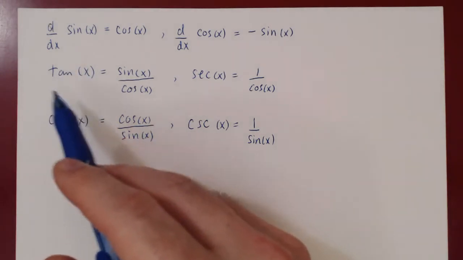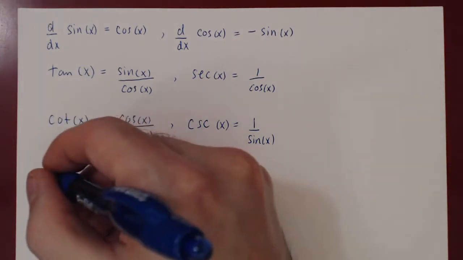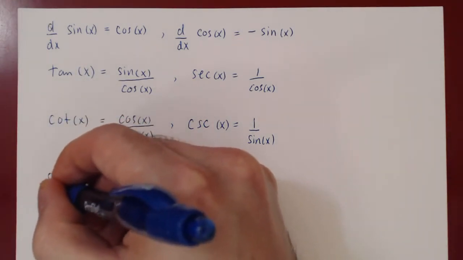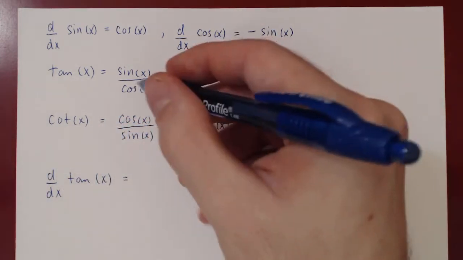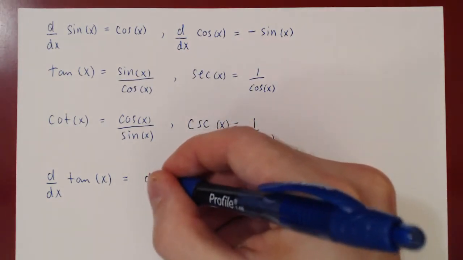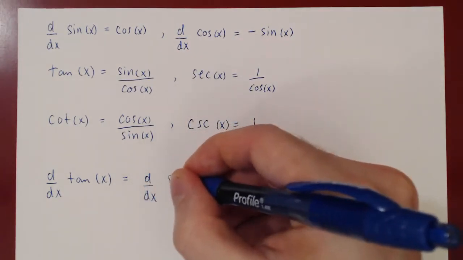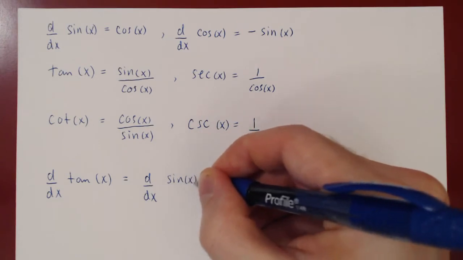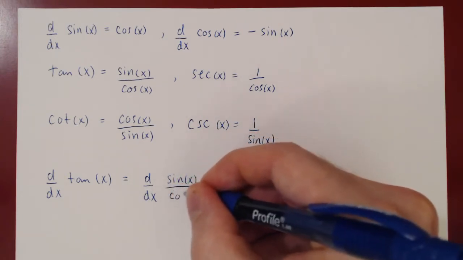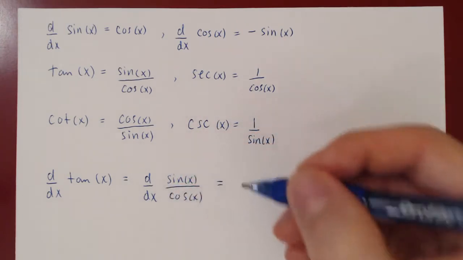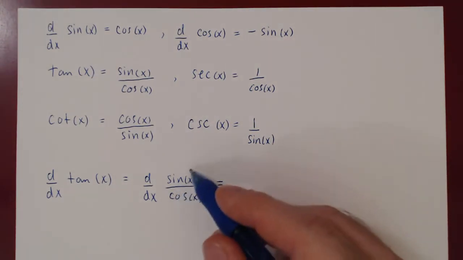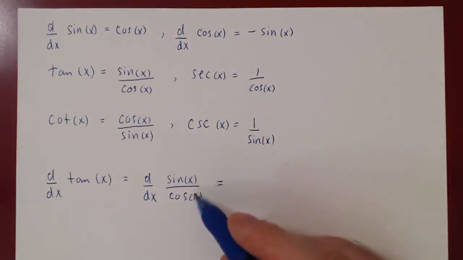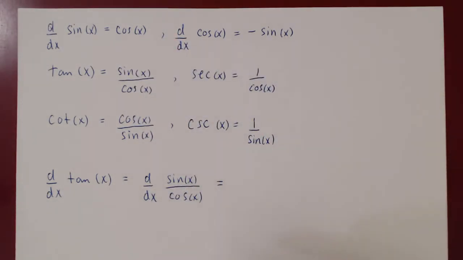Right? So let's now find the derivative of tan of x. So if we differentiate tan of x, well, the idea is just rewrite tan of x as sine of x over cos of x. And now we have the quotient of sine of x over cos of x. And we can find the derivative of this expression with the quotient rule, because we know the derivative of sine is cosine, and the derivative of cosine is negative sine of x. So let's see what comes out.